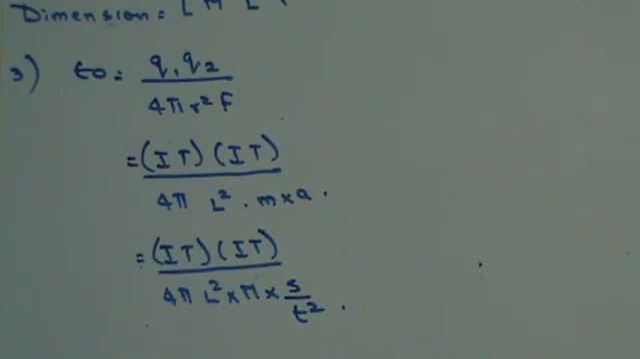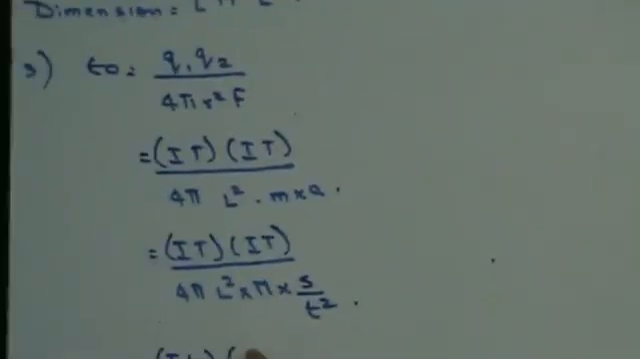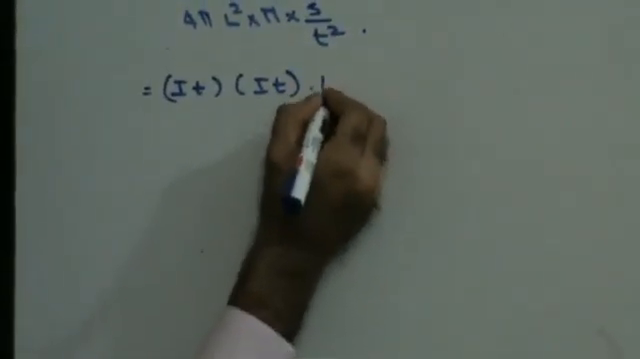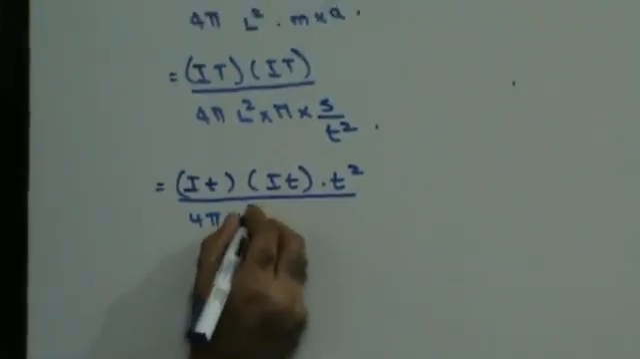So in that case, denominator of denominator becomes numerator. So this is I T, current into time, into time square, upon 4 pi L square m into S.